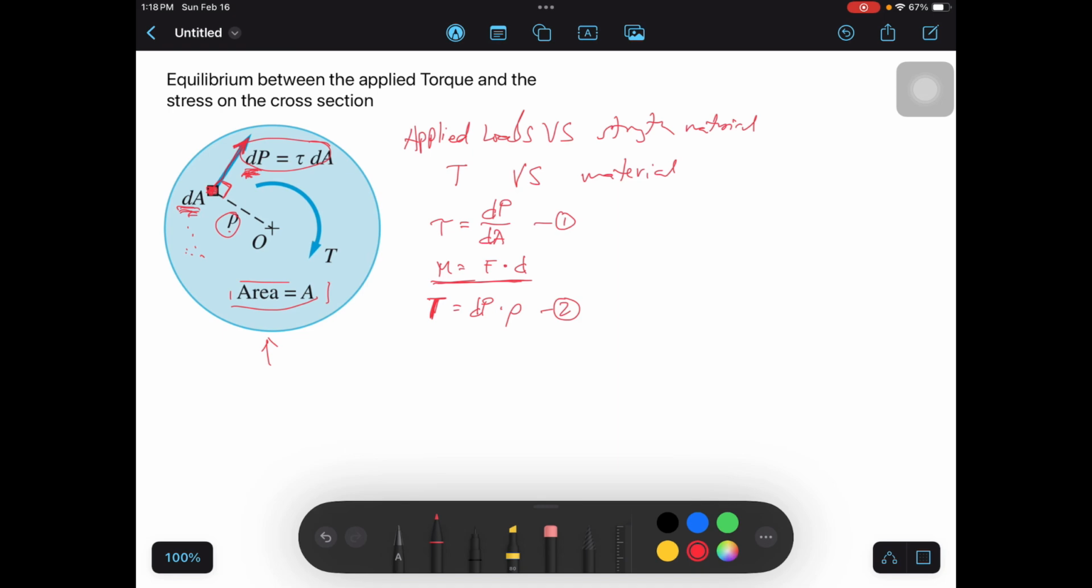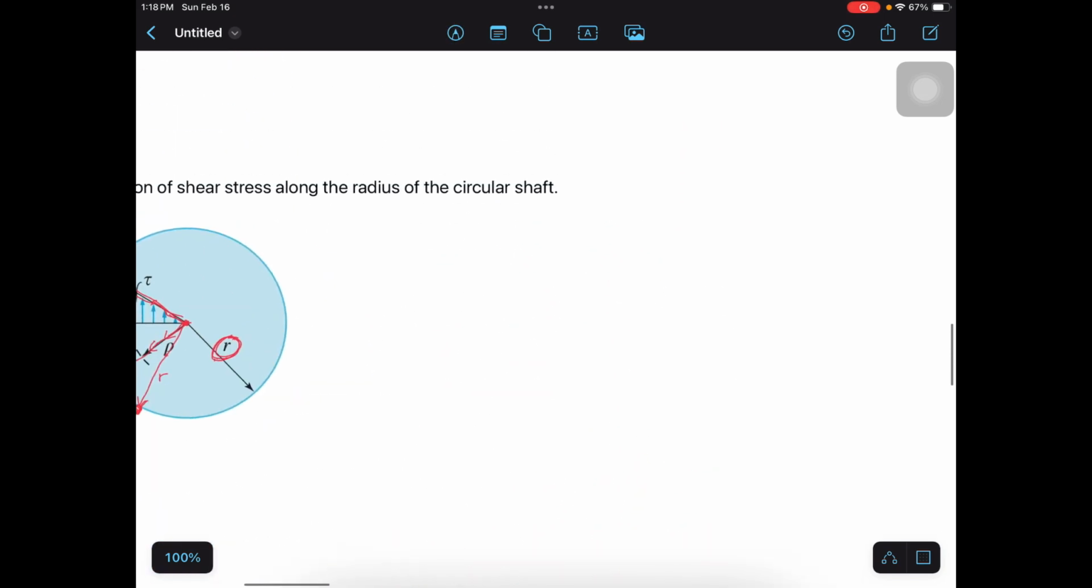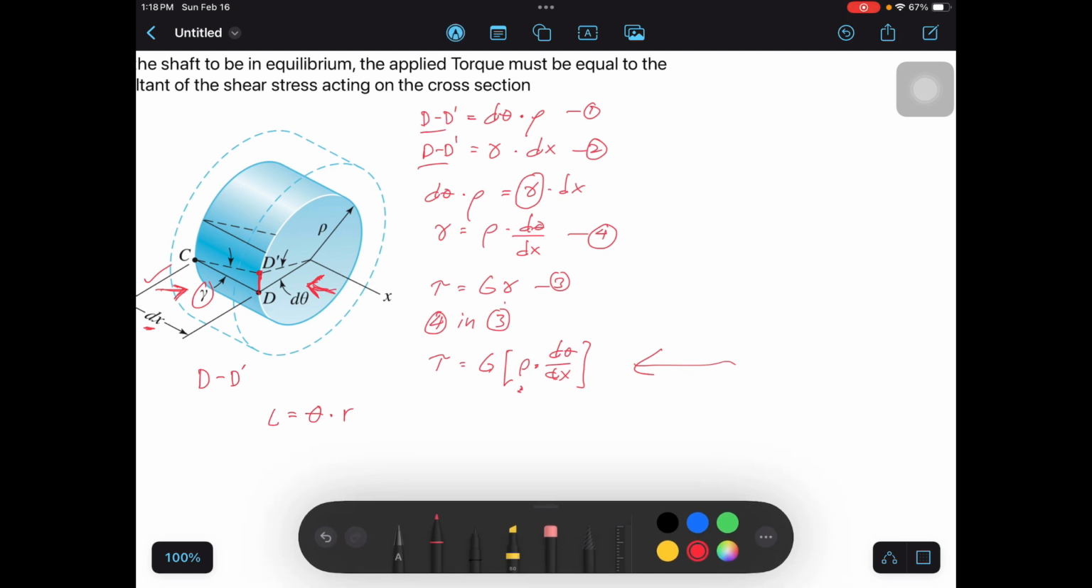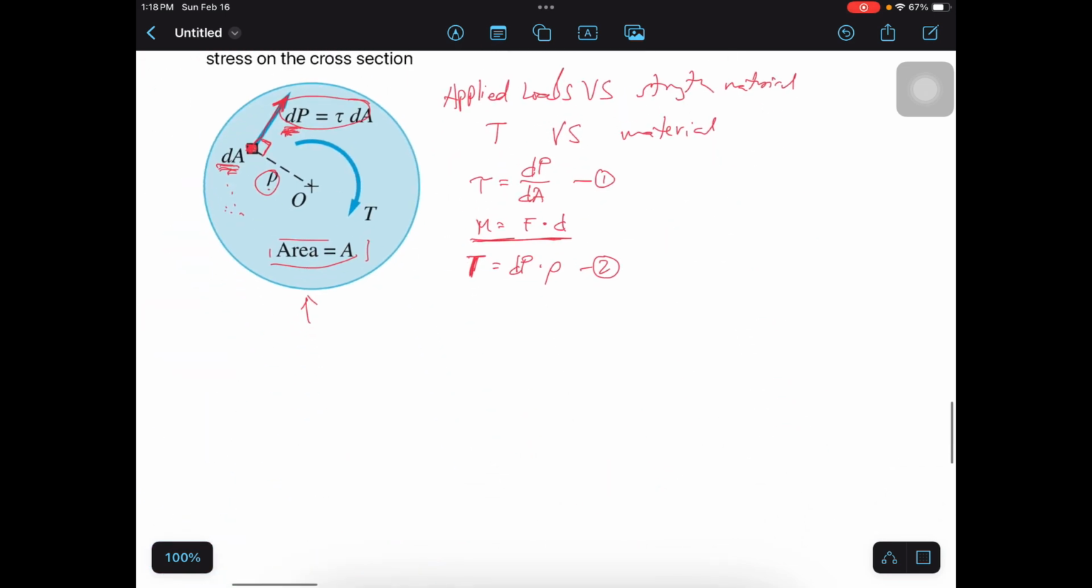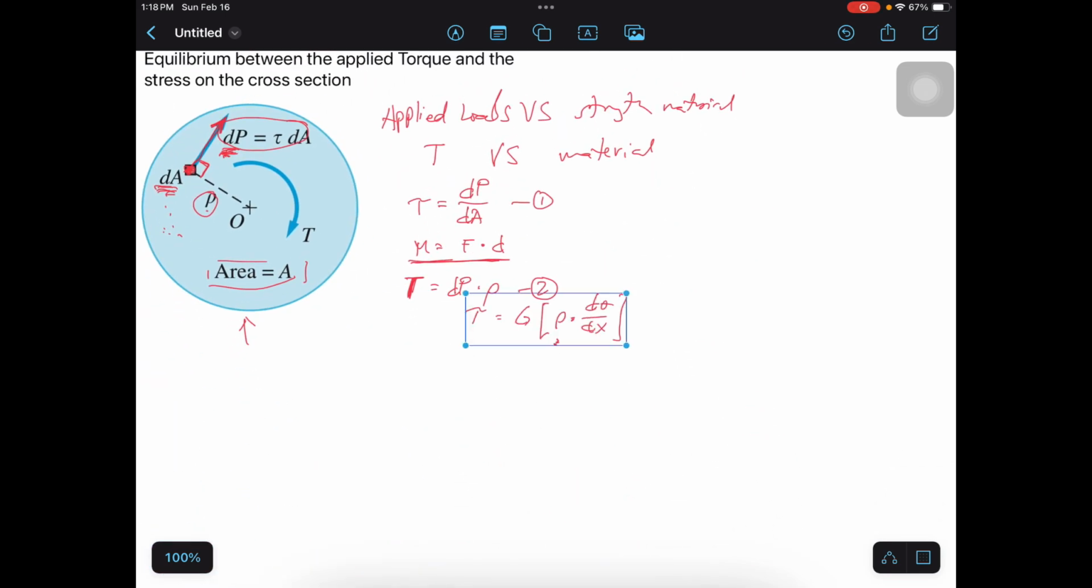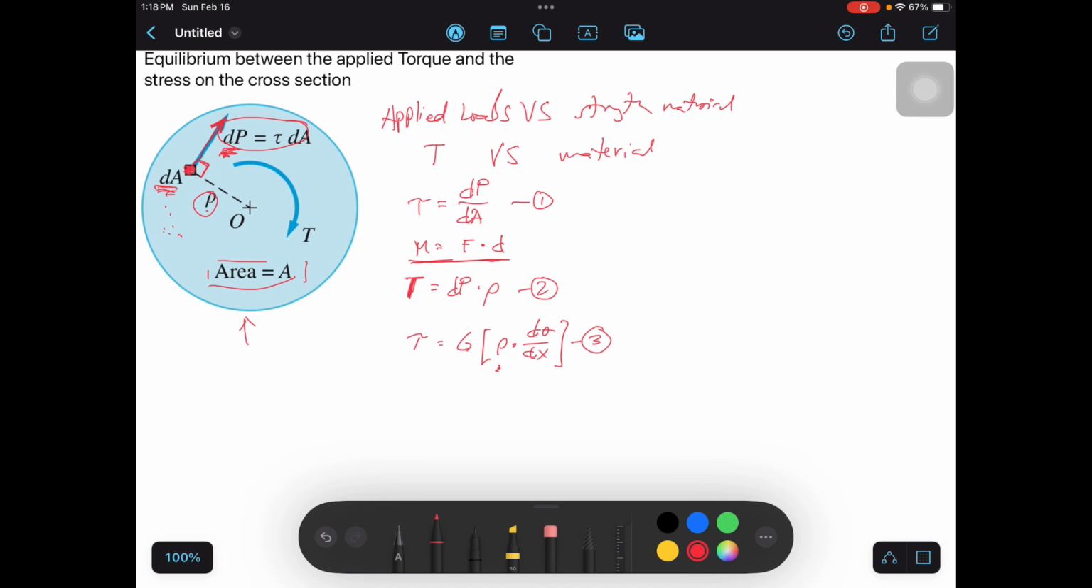Then recall or kunin mo yung equation natin kanina, yung shear stress equation na nabuo natin. And let's apply dito sa... lagay na natin siyang equation 3. Ano pwede natin gawin? So, pwede natin equate si equation 1 and equation 3. Equate equation 1 and 3. So, magiging dP over dA is equal to G times rho times d theta over dx.